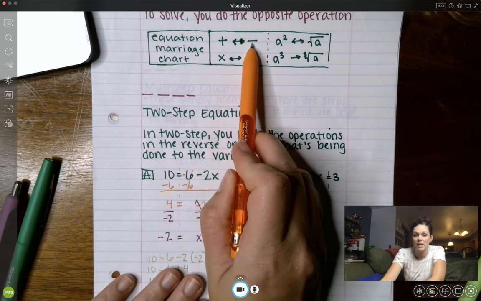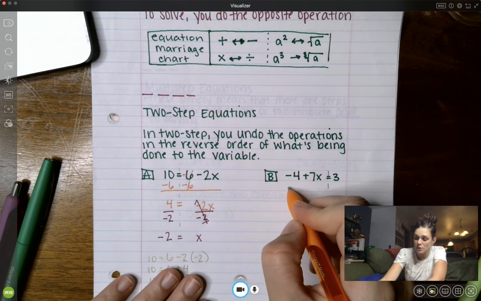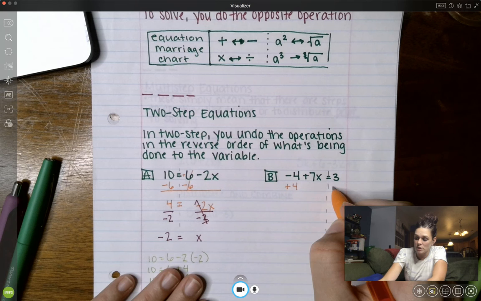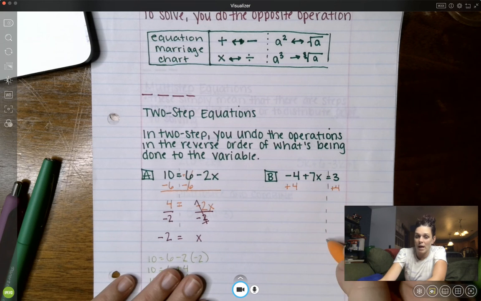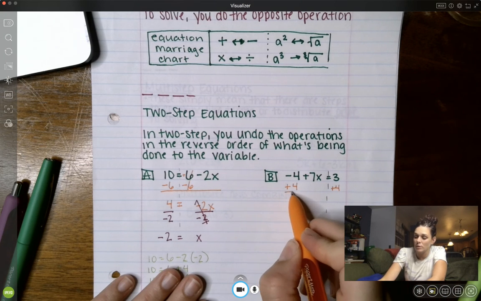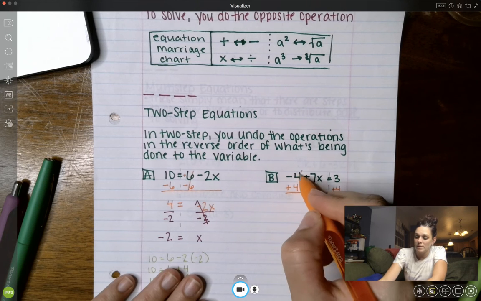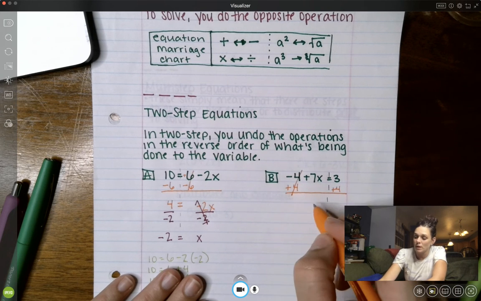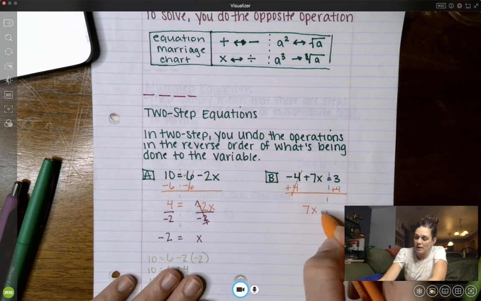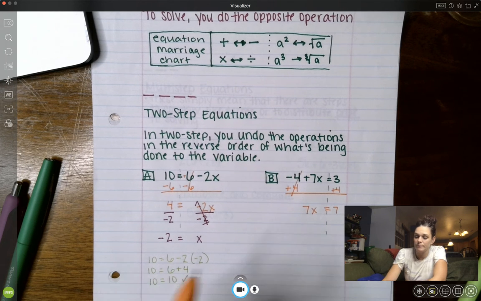The opposite of negative is positive. So we're going to add 4 to both sides. And again, both sides meaning the opposite side of our equal sign. These cancel to make 0, leaving us 7x equals 7.